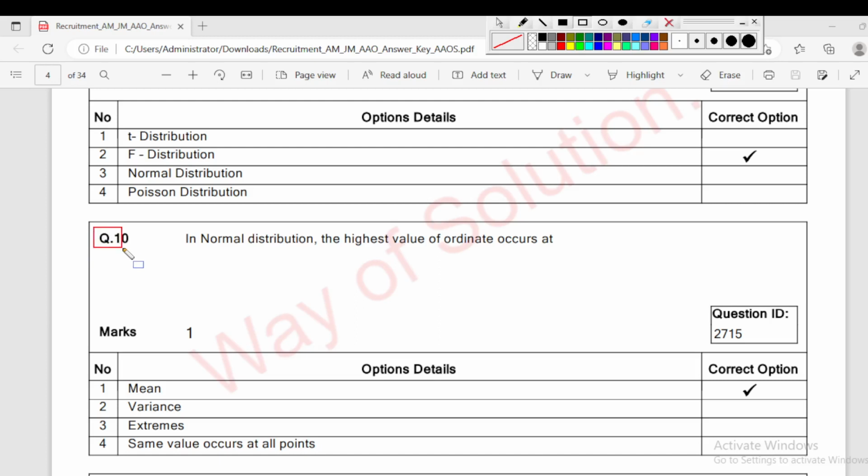Question number 10. In a normal distribution, the highest value of the ordinate occurs at option 1 mean, option 2 variance, option 3 extremes, option 4 same value occurs at all points. Option 1 is correct, mean.